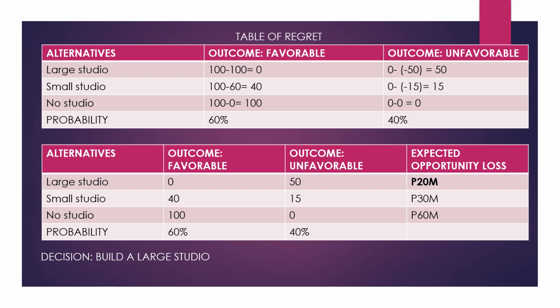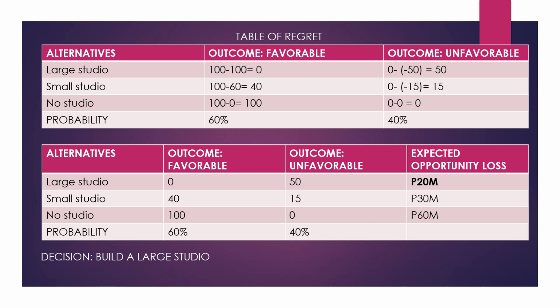For the small studio, 100 is our basis and the income for a small studio is only 60, so we have 40. That is our regret, because had we chosen the large studio, it should have been 100. But we constructed a small studio instead, so our regret is 40. For no studio, remaining as an actor, 100 minus 0, our regret is 100 because we did not do anything.